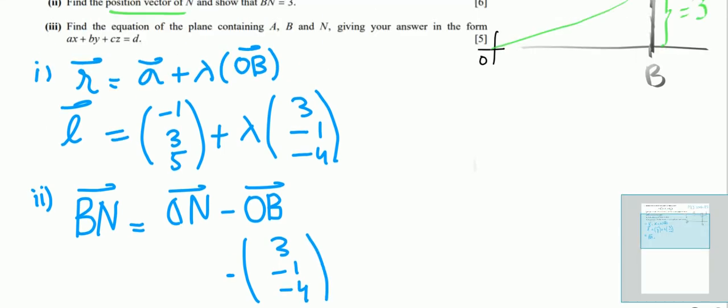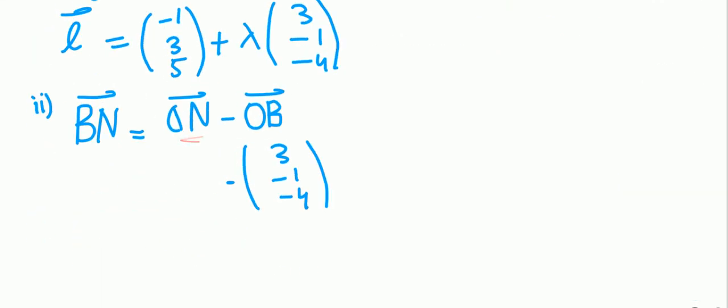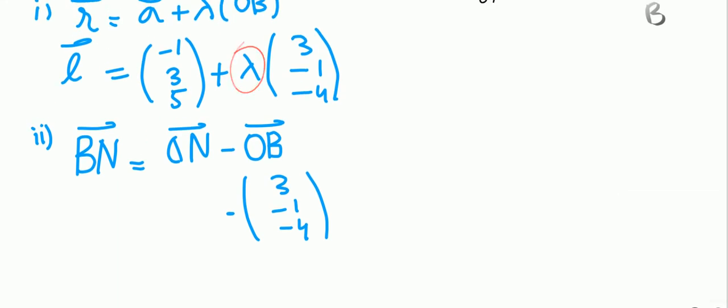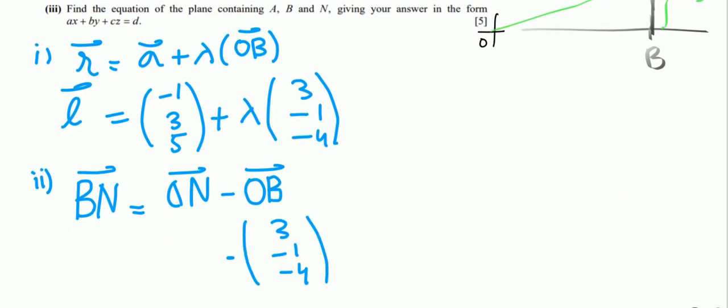And for ON, since this point N is lying on line L, we can use our vector equation for line L as a general form for ON, right? Because lambda shows that N can be at any position on line L, like here or here or here or here, right? So to find the exact location of N, we need to find this lambda. But for now, the general form of ON can be taken as the vector equation for line L, because N basically lies on line L.